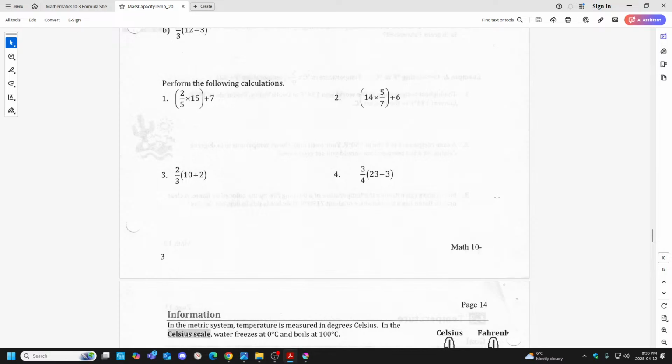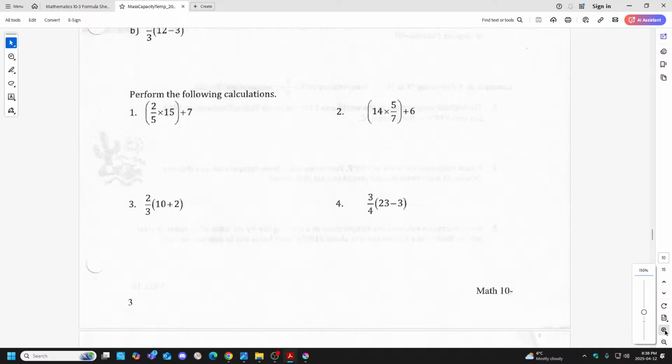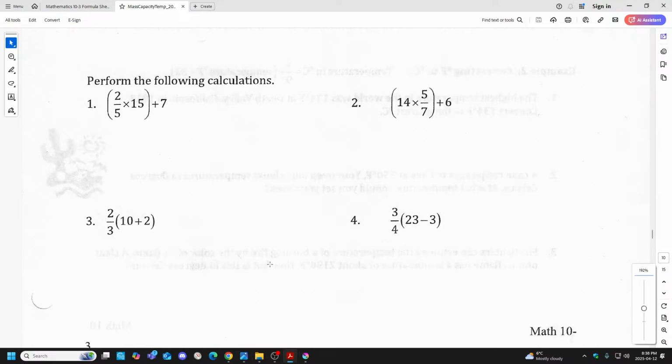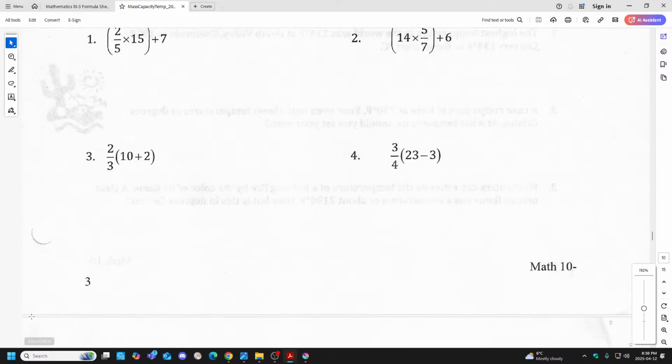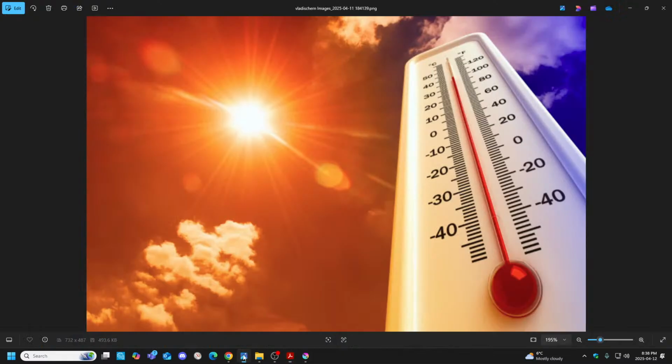Okay? All right, I'm going to zoom it up so you can actually see. 2/3 in brackets, 10 plus 2/3 in brackets, 4, and in brackets, 23 take away 3. And I'll see you guys in the next video. And good luck. I know you're going to do it.